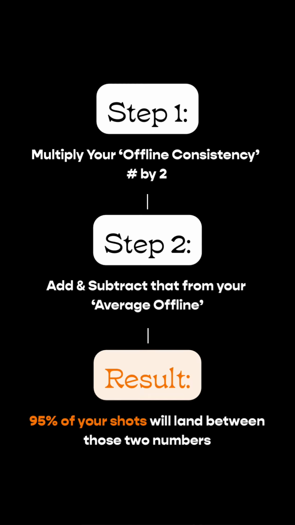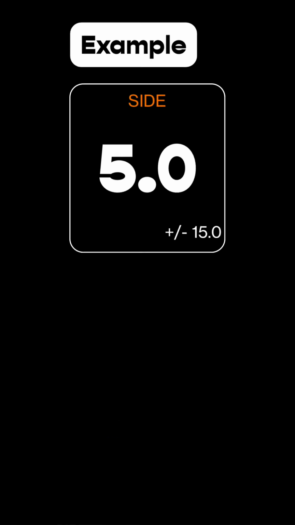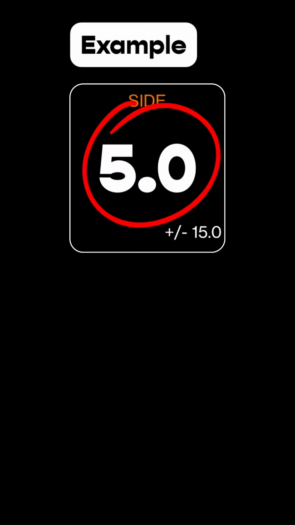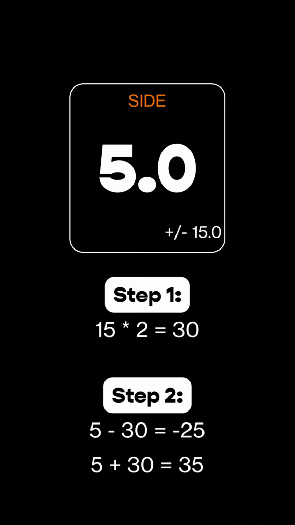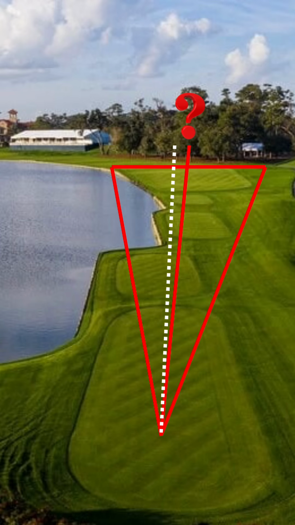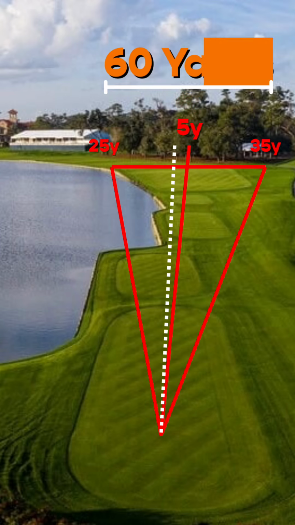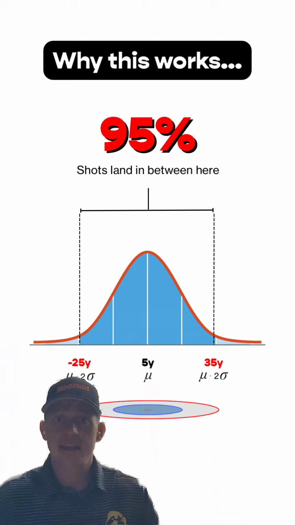So if I have an average offline of say 5 yards to the right, and I've got a consistency number of 15 yards, multiply consistency by 2, that's 30. Add and subtract it from 5. That means you've got a range from 25 yards left to 35 yards right in which 95% of your shots will land. Now, here's why that works.